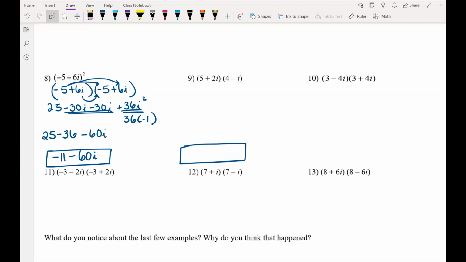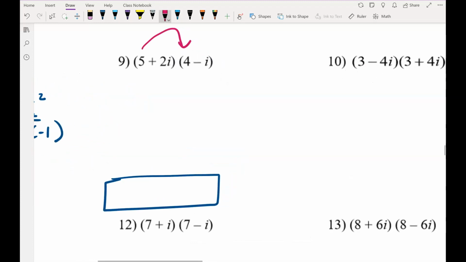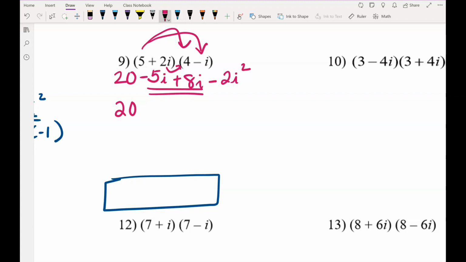So for that one, Grace, you want to do 5 times 4, which is what? Remember, 1 of 4 is 20. Yep. And then 5 times negative 1 is what? And then in the middle, 2i times 4. Yep. And then 2i times a negative i is going to give us what? Perfect. Not in the notes, hon. You have to wait. Okay. Then we're going to have 20.